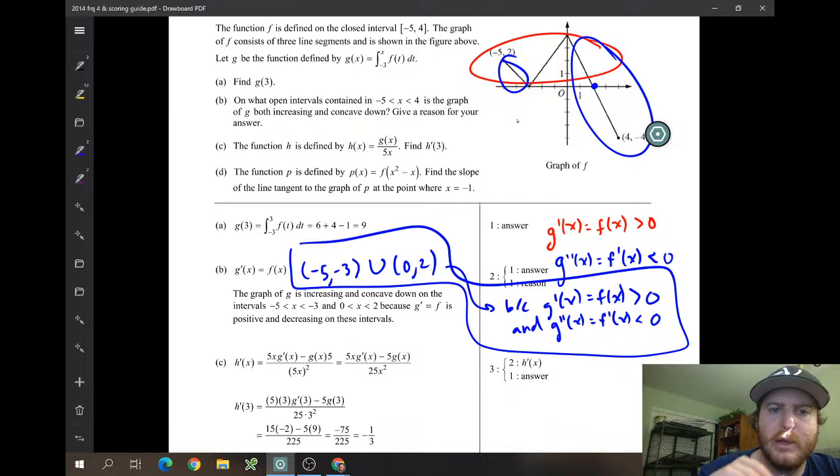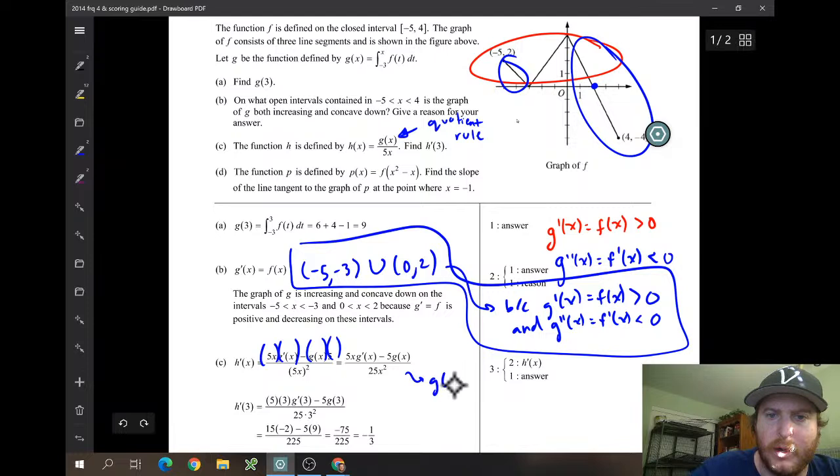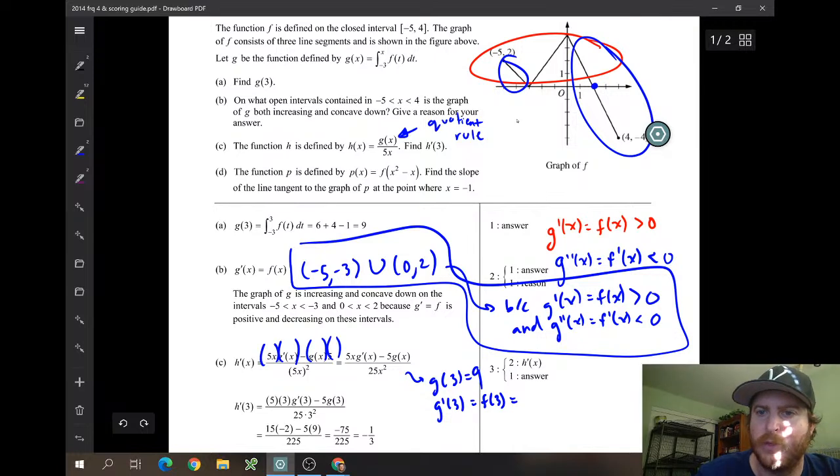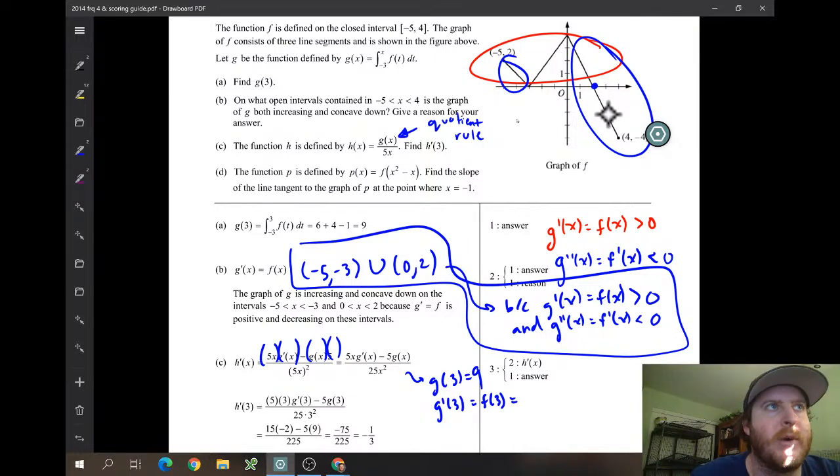C was quotient rule. So low is 5x. D high would be g prime of x minus high g of x. D low would be 5 all over low squared. The big thing here is to remember that they wanted to find g of 3. Well, g of 3 we already did in part A. It was 9, so we don't have to redo it. And then g prime of 3 is going to be f of 3, which is just the y value at 3.